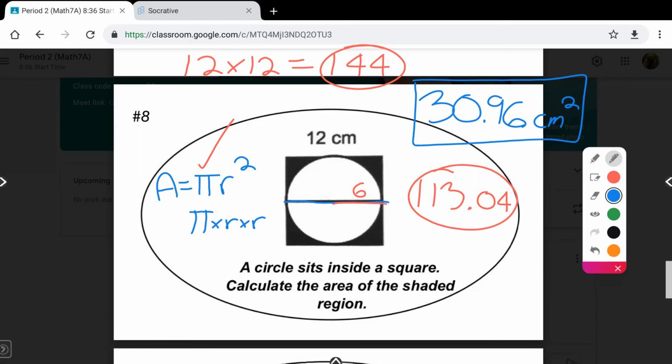And this is how you calculate the area of a shaded region when basically two shapes are almost overlapping, okay? This is sometimes referred to as a circle inside a square type of problem.